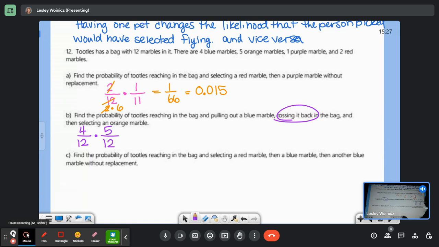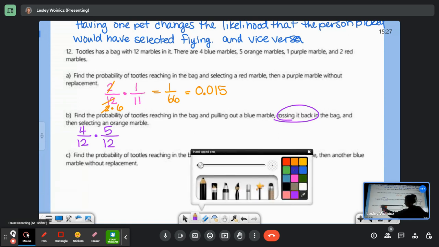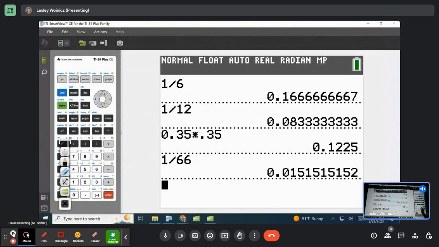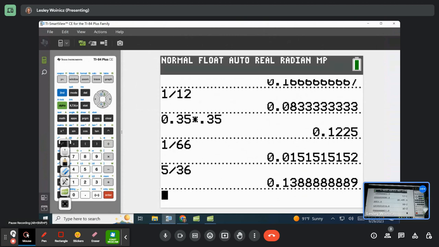Okay, we can do our little trick again. There's a 4 in that 12. So that's a 1 over 3. Then 1 times 5 is 5, 3 times 12 is 36. We can also divide it on the calculator. 0.139.